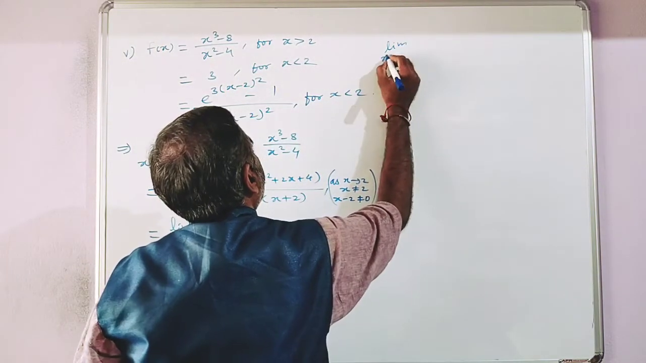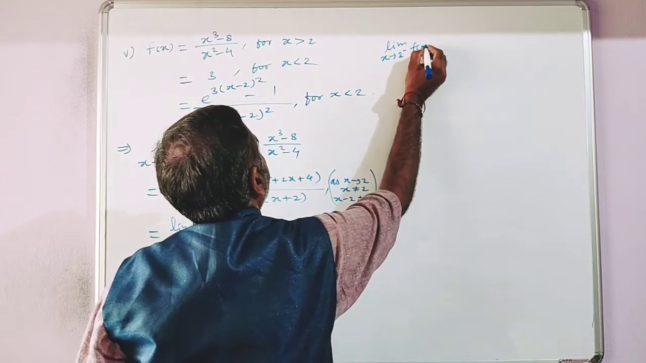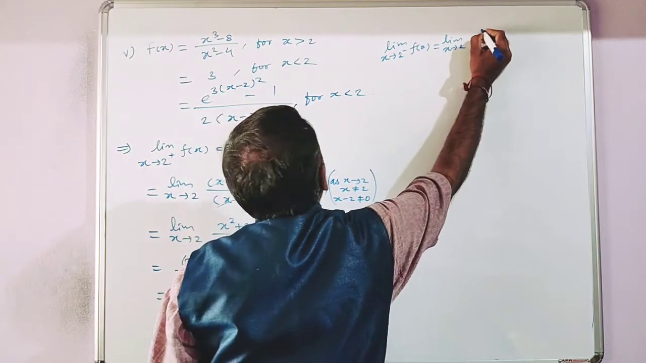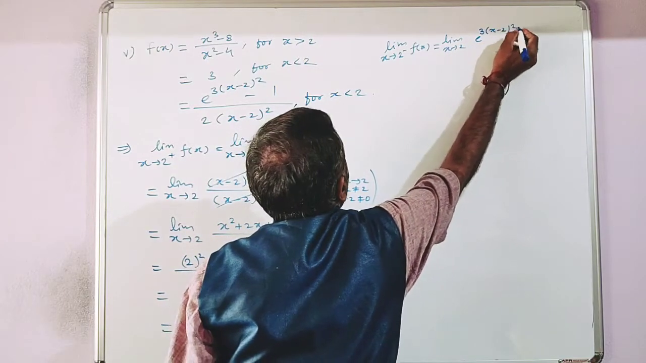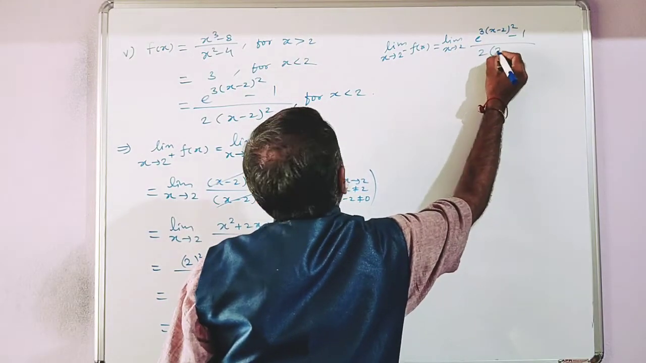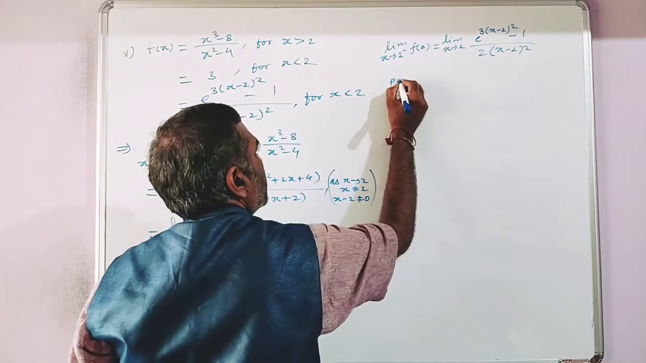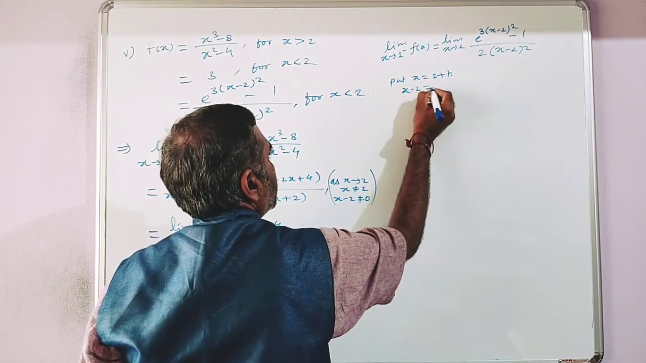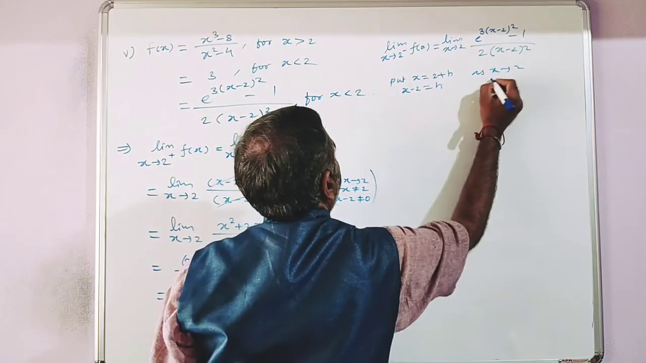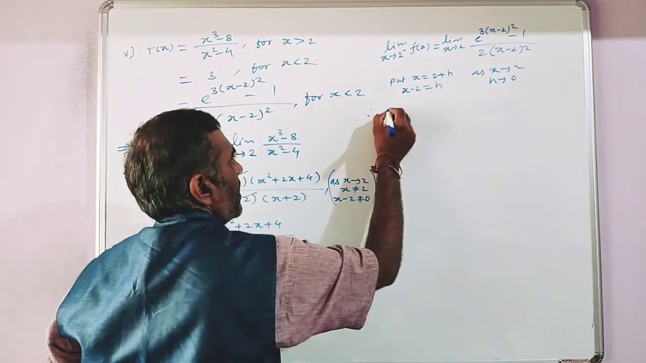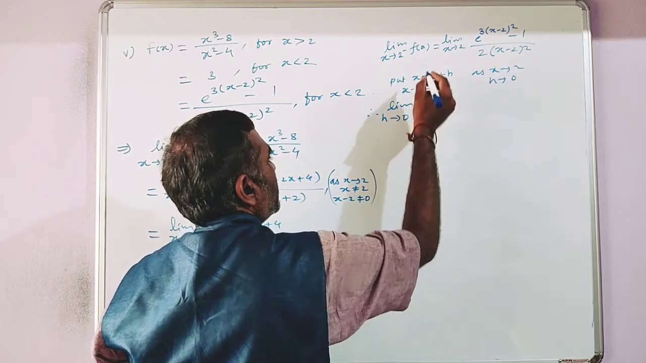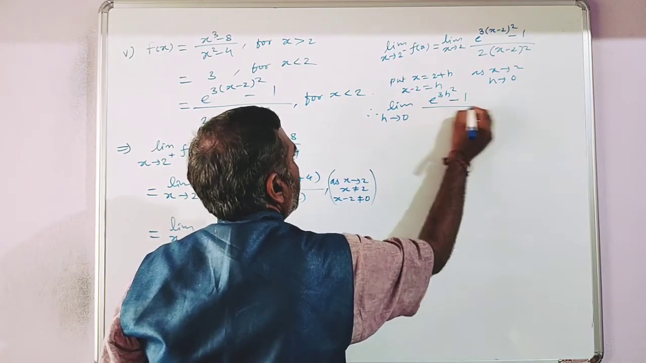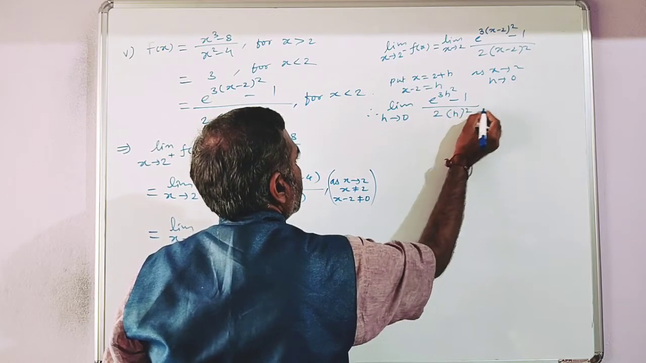limit as x tends to 2 minus f of x, which is equal to limit as x tends to 2 of (e raised to 3 in bracket (x minus 2) whole bracket square minus 1) upon 2 into (x minus 2) whole bracket square. Put x is equal to 2 plus h, substitution method. Therefore, x minus 2 is equal to h. As x tends to 2, h tends to 0. Therefore, what we wanted. Limit as h tends to 0, what will it become? e raised to 3 into h square minus 1 upon 2 into h square.